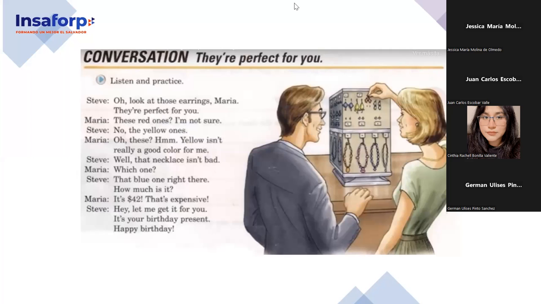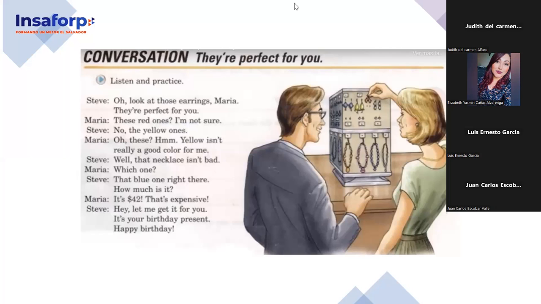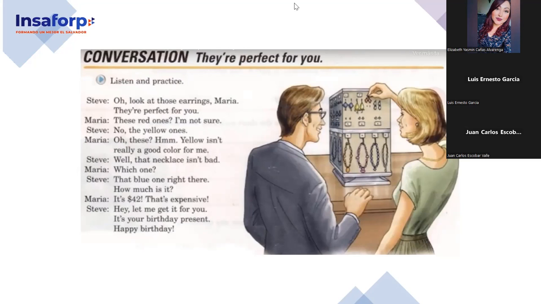Ready? Let's begin. Okay. Oh, look at those earrings, Maria, they are perfect for you. Those red ones, I am not sure. No, the yellow ones. Oh, yellow isn't really a good color for me. Well, that necklace isn't bad. Which one? That blue one, right there. How much is it? It's $42. That's expensive. Hey, let me get it for you. It's your birthday present. Happy birthday. Thank you so much, the two of you.